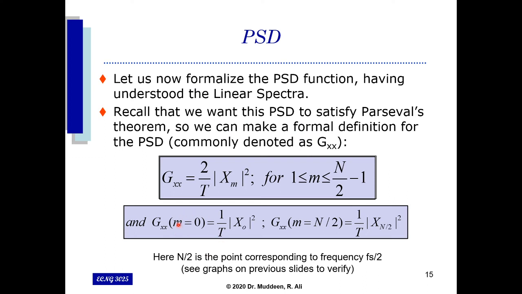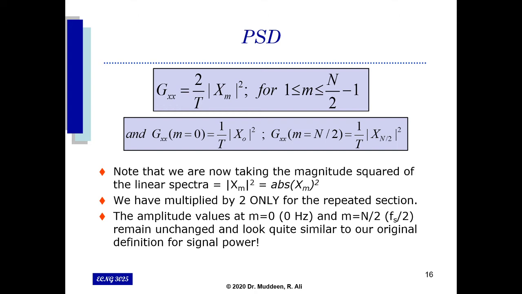For the DC component where m equals 0, it's 1 over T multiplied by X[0] squared. And at the center frequency, which is fs divided by 2, it's going to be 1 over T times X[N/2] all squared. Note that we only multiplied by 2 for the repeated sections, and the amplitudes at the DC component and fs/2 components remain unchanged, and they remain quite similar to the original definition of signal power.